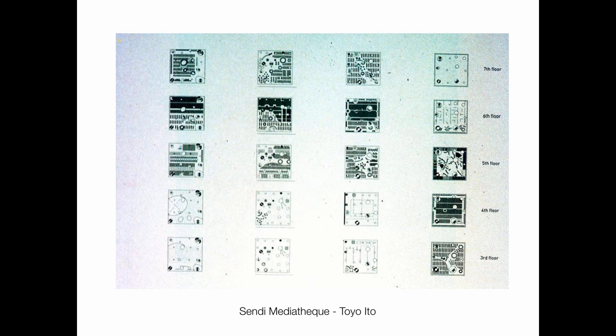Toyo Ito used the same solid void set of diagrams. So in this case, this is a media library. So we've got congregation space, open space, space for people is shown in white, space for density, storage of digital media or physical media is all going to be in the black space. So same Nolli Plan of Rome style, solid and void, figure ground study done here as a series of diagrams.